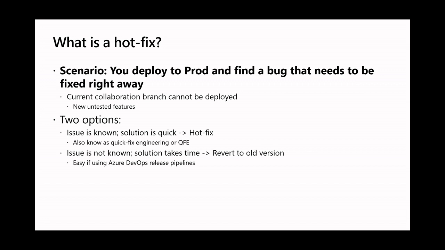Now, you have two options here. The first is, if you know what the issue is and the solution is quick, hotfix. This is also known as quick fix engineering or QFE, and what I'm going to cover for the rest of today's video. If the issue is not known or the solution takes time, we recommend you just revert to your old production version, which is pretty easy using Azure DevOps release pipelines.